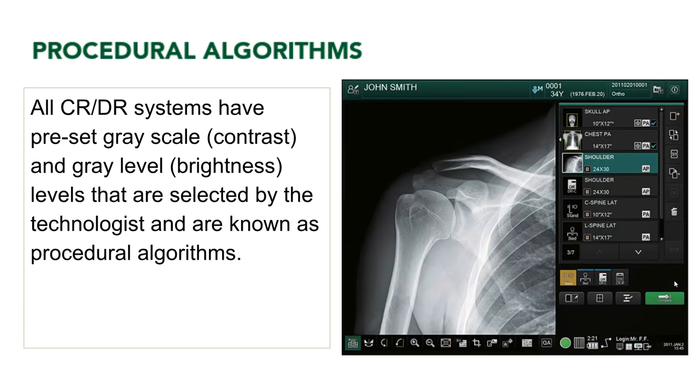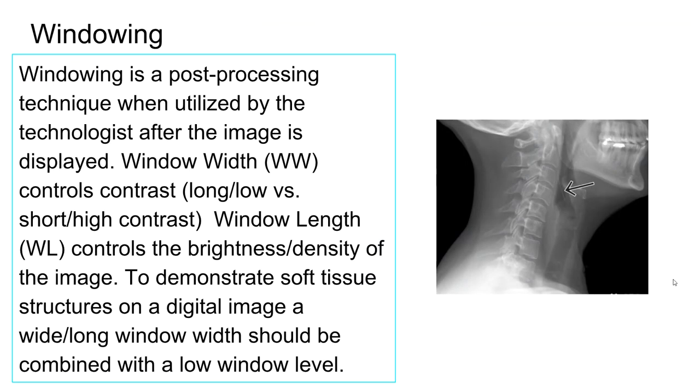So how do we adjust the window width or the window length slash level? It's with the mouse. Usually when you go up and down vertically with the mouse, you might be adjusting the contrast, the window width. And when you go horizontally, left to right, you might be adjusting the window level, which would be the brightness. It might be reversed. I can't say every system's the same.